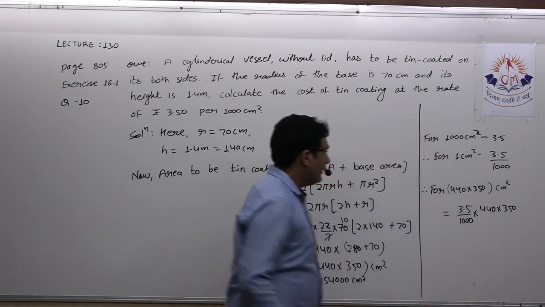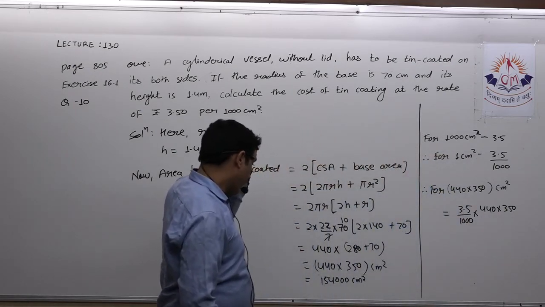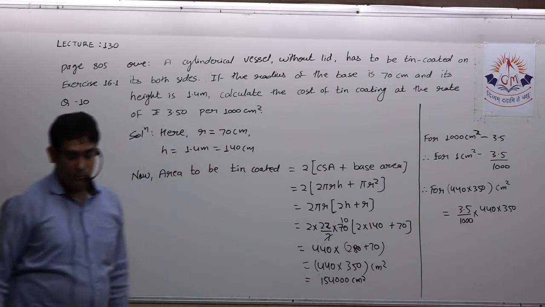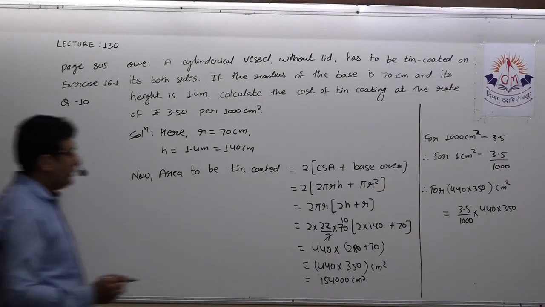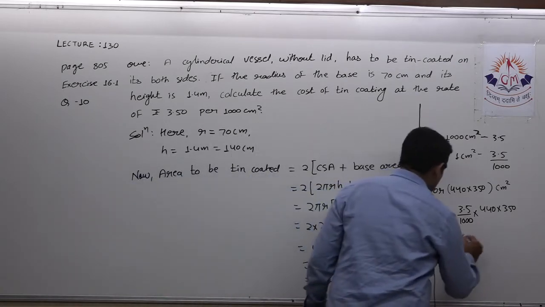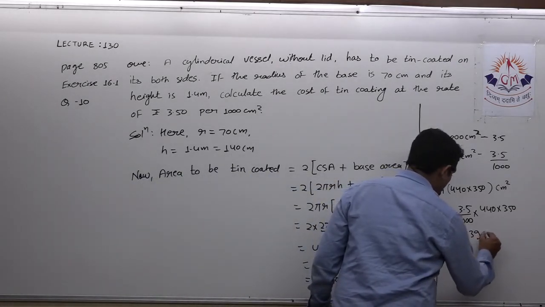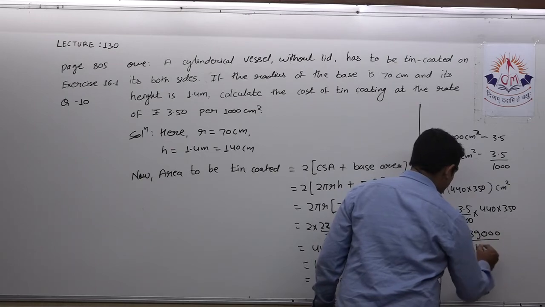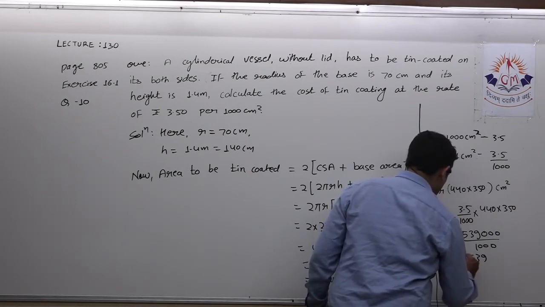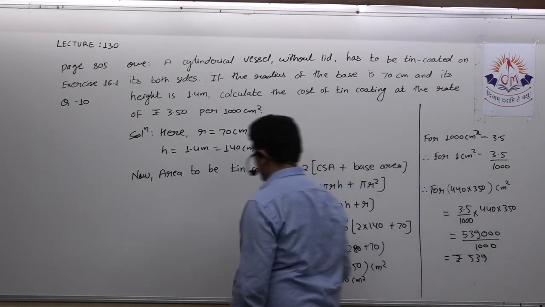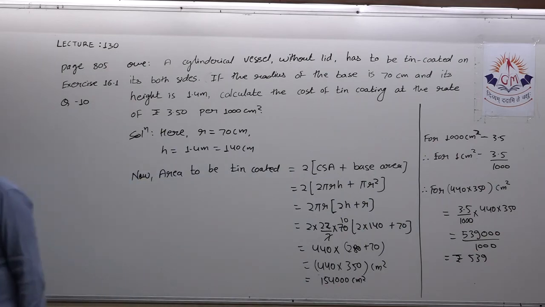Okay, when you multiply this, then you will get the final cost. So solve this, then I will give you the final answer. Okay, if you multiply over here, you will get 539,000 divided by 1000, that is 539 rupees. Okay, this is the final answer. So please note it down, then we will see the next question.